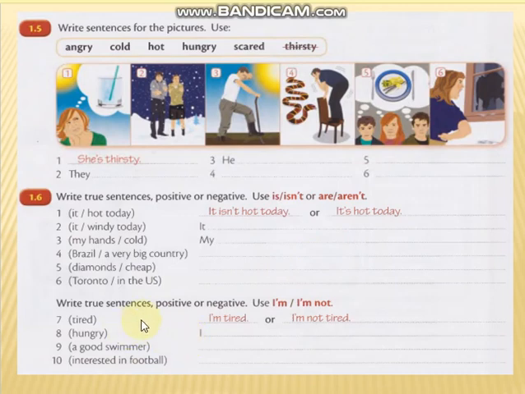Next, write sentences, positive or negative forms.